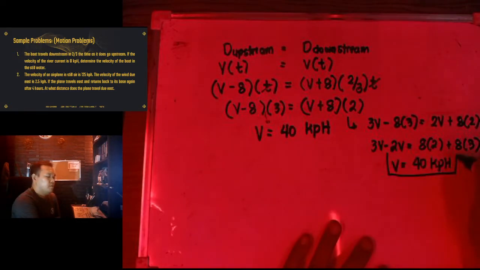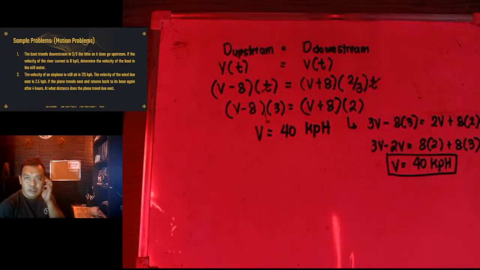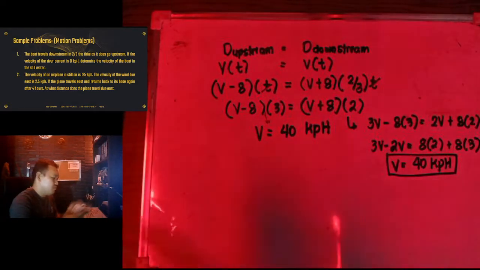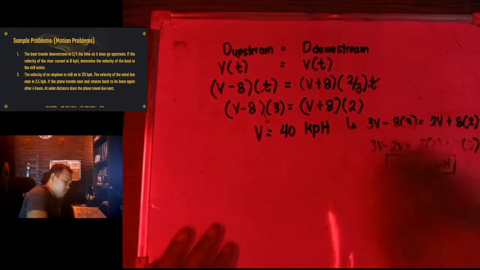Okay? So, yan. Next, the velocity of the airplane in still air is 125 kph. The velocity of the wind due east is 2.5 kilometers per hour. If the plane travels east and return back to its base again after 4 hours, at what distance does the plane travel to east? Okay. Erase ko na po.